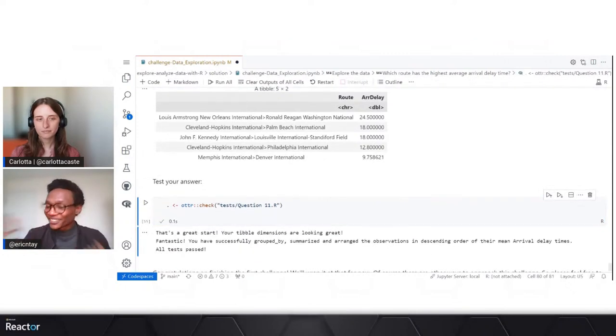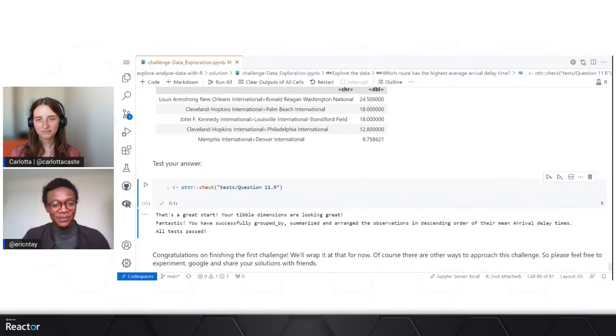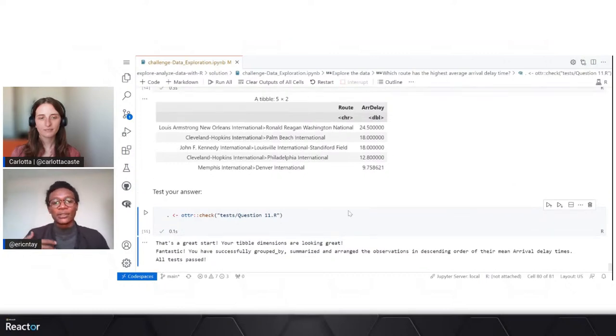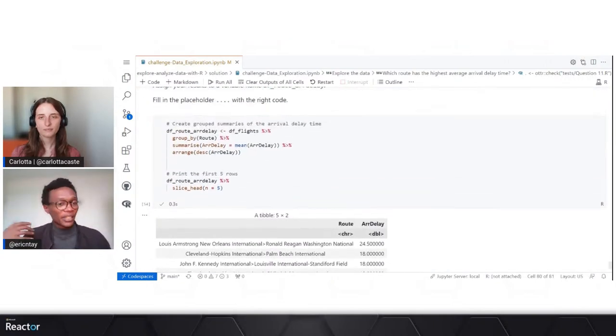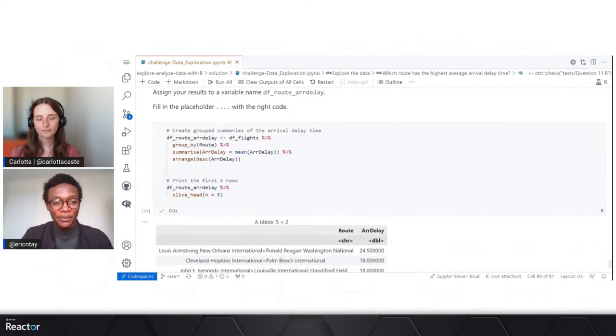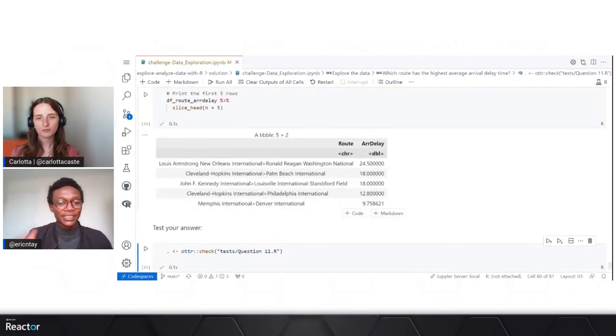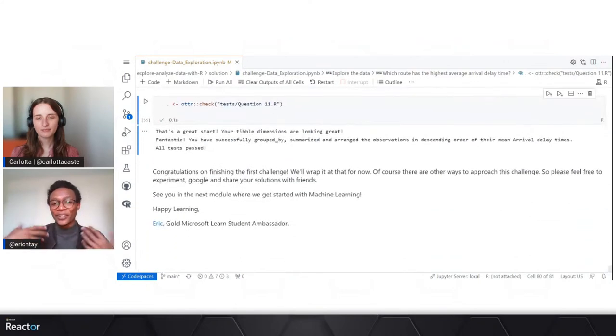But yeah, we'll leave it here by checking our answer and finishing off the last question. And yes, we've successfully grouped by and summarized the observations in descending order, used the mean, and gathered insights on what routes tend to have higher mean arrival delays. If you're going to do this at home, with friends or alone, the questions really guide you on what to do, well put, with all the verbs that you used before, coming full circle in the subsequent question, so it's easy for you to replicate the results that you've gotten here.